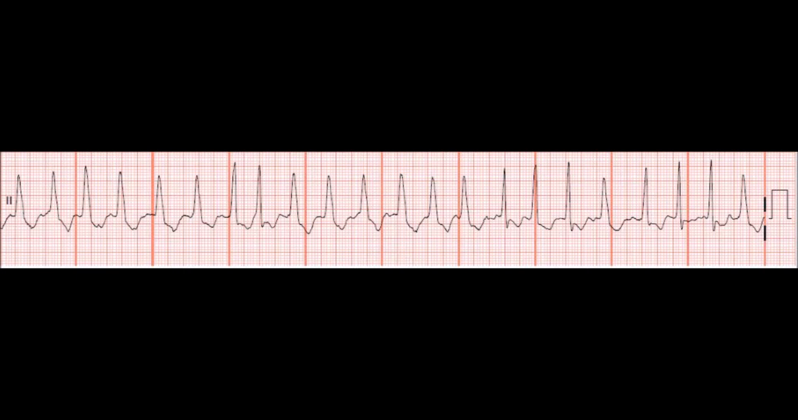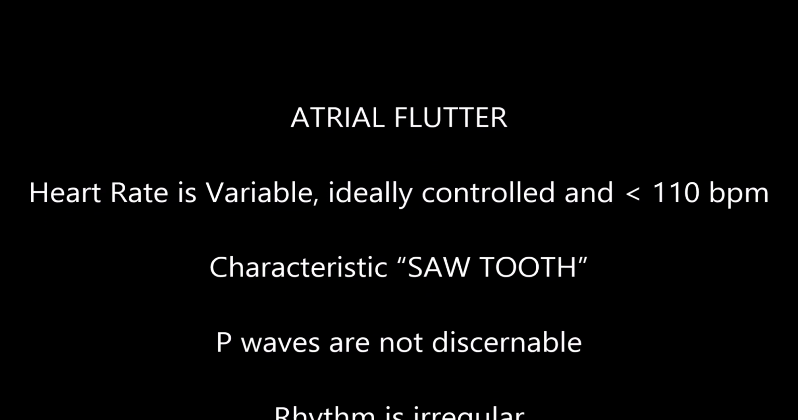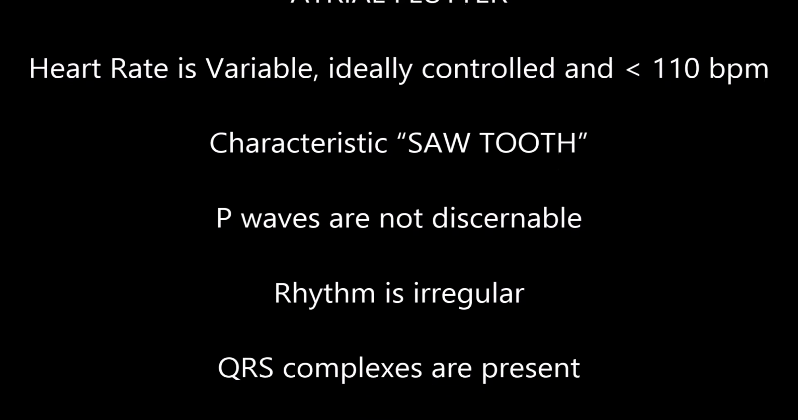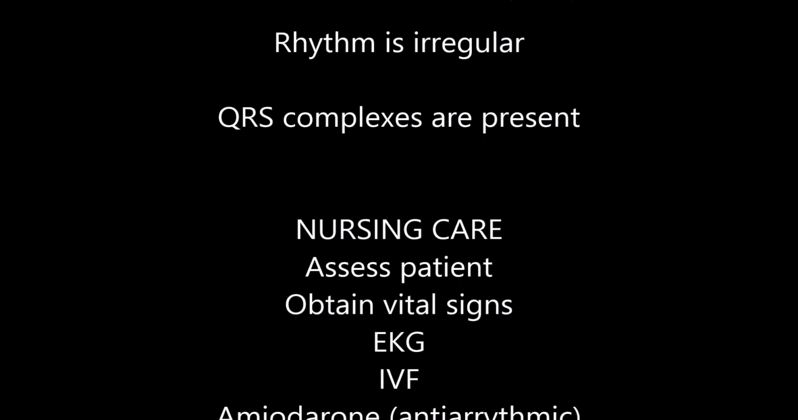We like the rate to be controlled between 80 and 110, as in this example the rate is uncontrolled and much higher than 110, and these patients will be started with an antiarrhythmic. A variation of atrial fibrillation is atrial flutter. This has much of the same considerations as atrial fib, except for it does have a very characteristic sawtooth pattern, as you'll see on the next example.